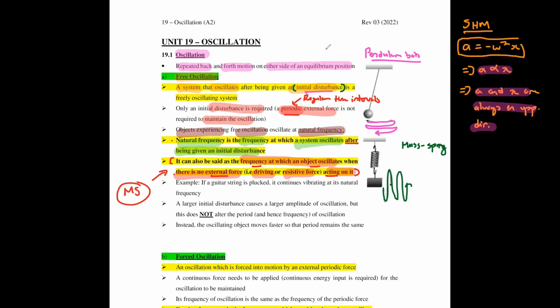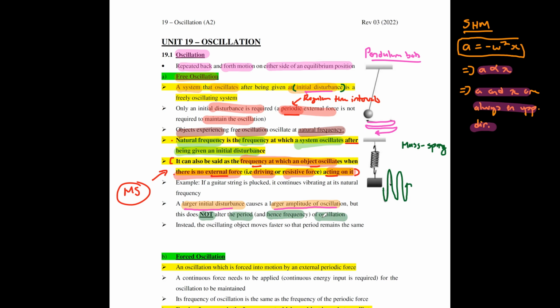Now, another thing that I should also mention to you is this. If you give your system a larger initial disturbance, it will tend to give you a larger amplitude of oscillations. It's related to what I just mentioned earlier. Just now I mentioned that if you give your system some sort of initial displacement, your maximum possible amplitude will never be larger than that, right? So similarly, if you give your system a larger initial disturbance, you're going to end up with a larger amplitude of oscillation. But it does not alter the period and hence frequency of your oscillation.